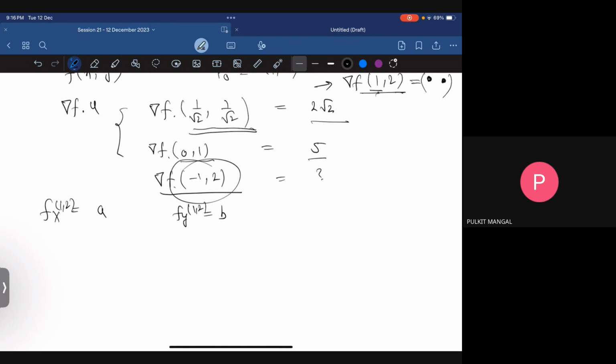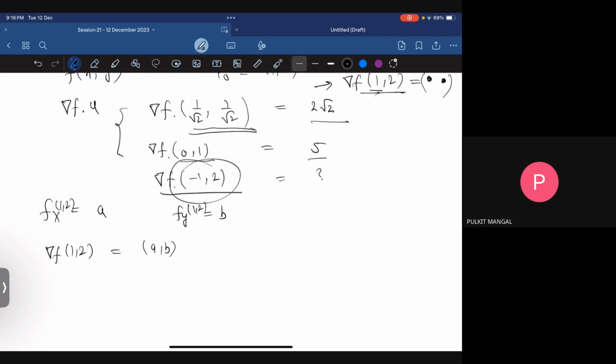If it was not given that they are at some specific point, then I cannot consider them as scalar quantities. But because we are fixing one specific point, they would be constant. So the gradient of f at the point (1, 2) is (a, b).